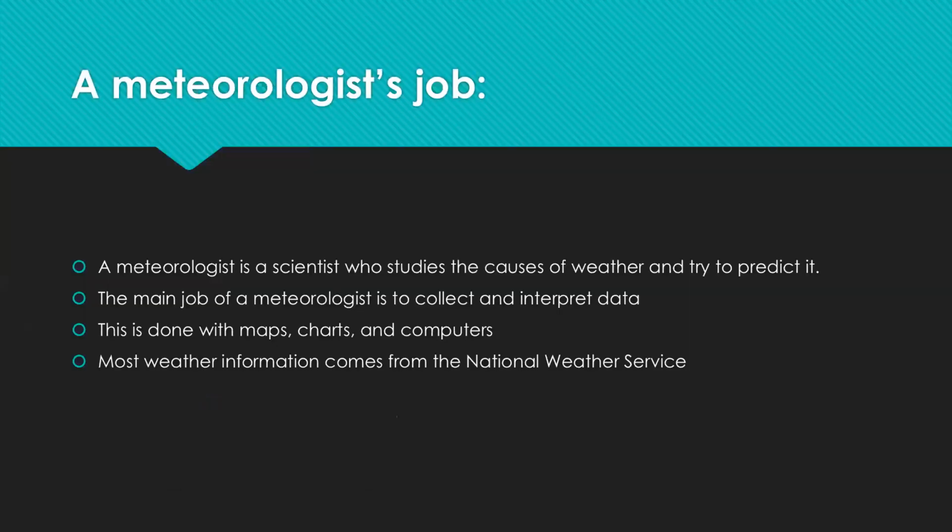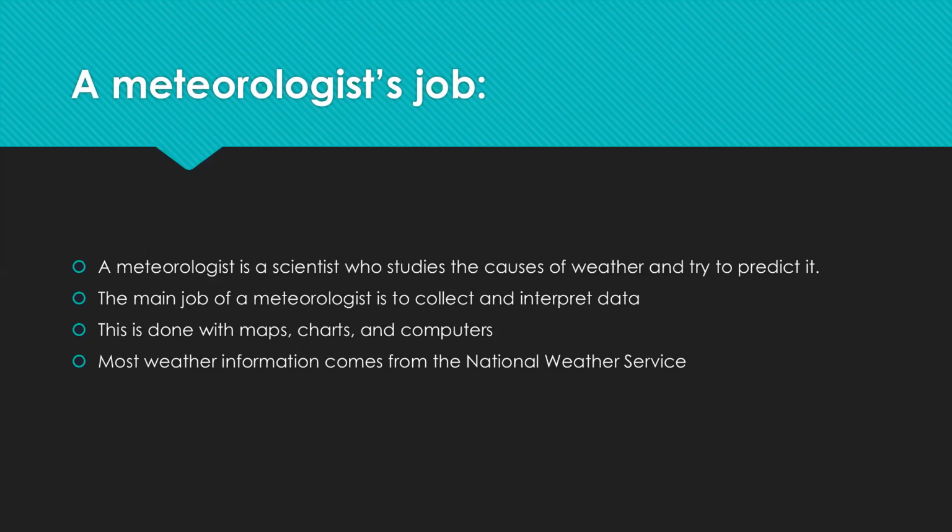So a weather forecaster's official job title is meteorologist. A meteorologist is a scientist who studies the causes of weather and tries to predict the weather. Again, everybody kind of likes to make fun of meteorologists when they don't get the weather right, but it's such a hard science to control because everything's changing in the weather at any given moment. And so, I mean, they can only do the best they can.